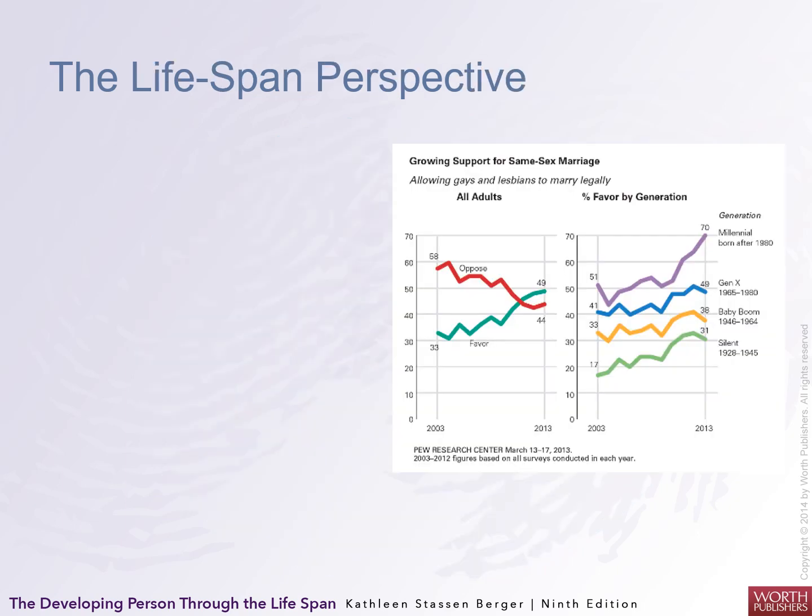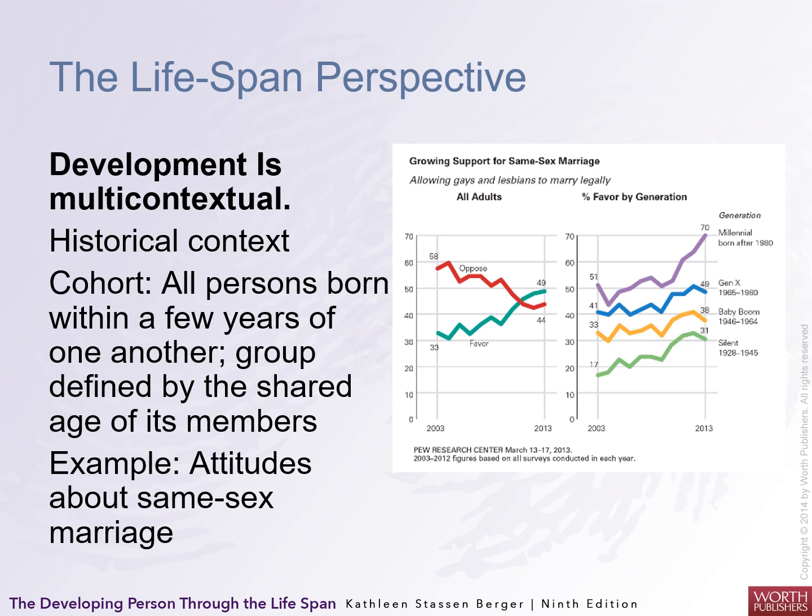The lifespan perspective looks at people over the lifespan from conception to death. Development is multi-contextual, including historical context. For example, cohorts are persons born at the same time or within a few years of each other, and they share many characteristics, like the baby boomers or Gen Xers. They often share the same attitudes about things like same-sex marriage.